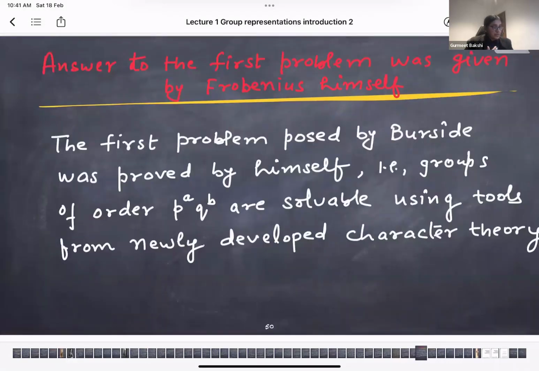And so Burnside himself proved the first problem which he posed, that the groups of order p to the a, q to the b are solvable. This is the important result which is done in the first course on representation theory, wherever it is taught in any university or college, usually at a master's or pre-PhD level. Master's level, that groups of order p to the a, q to the b are solvable.